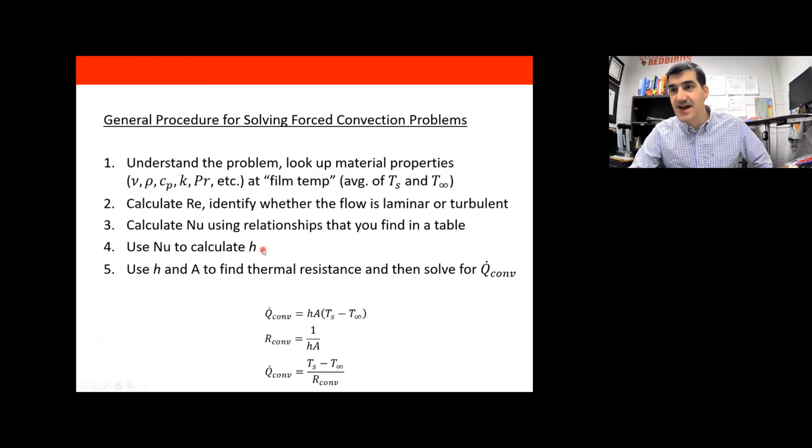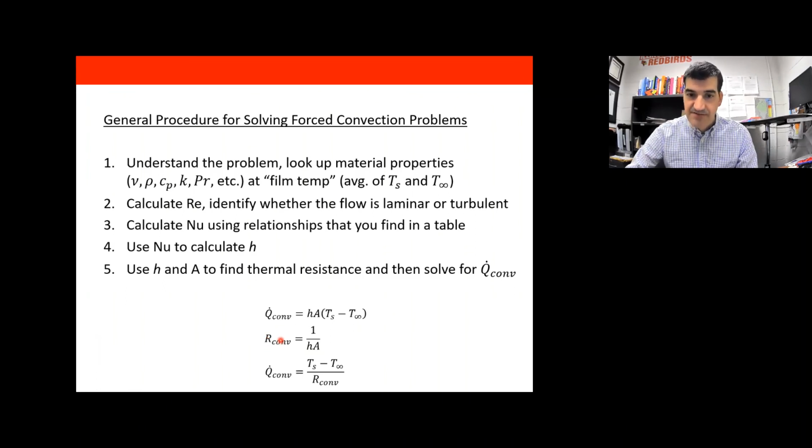And as you can see now, that's the vast majority of the problem. Now all that's left is to calculate the convection thermal resistance by plugging in here. So you're going to need the H that you calculated in step 4. And now you're also going to need to know the area of the heat transfer surface area. So you got the dimensions of the plate, so you can calculate the area. So you plug those in and you can calculate the convection heat transfer resistance.